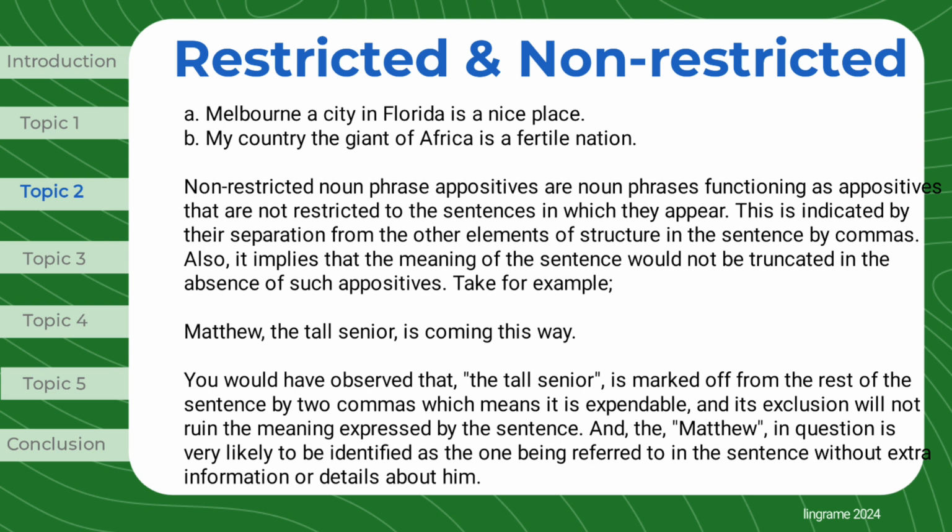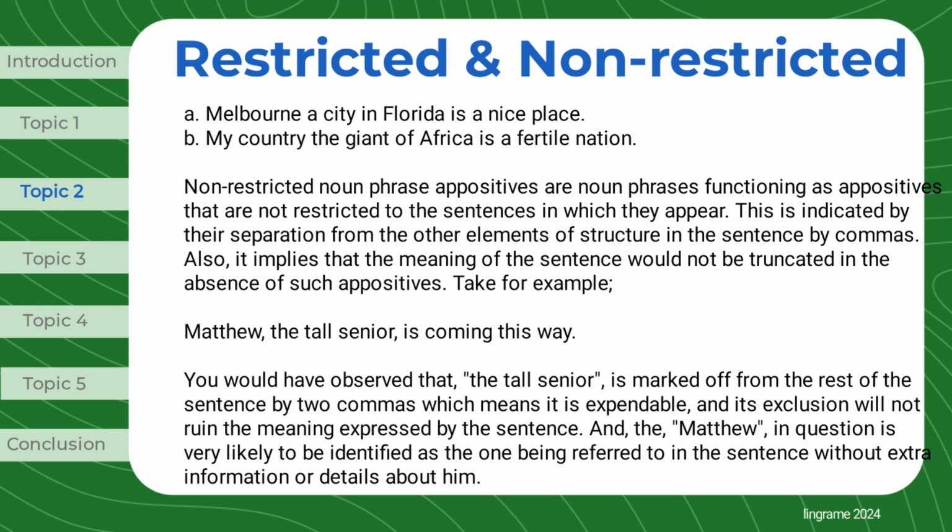Non-restricted noun phrase appositives are noun phrases functioning as appositives that are not restricted to the sentences in which they appear. This is indicated by their separation from the other elements of structure in the sentence by commas. Also, it implies that the meaning of the sentence would not be truncated in the absence of such appositives.